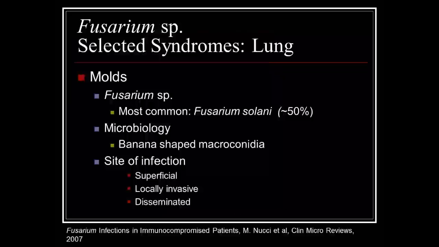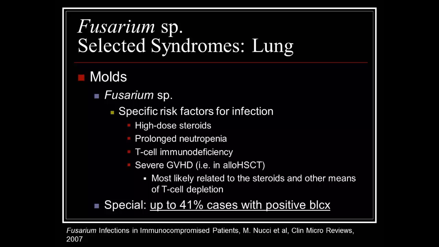In terms of Fusarium, most often seen is Fusarium solani because it tends to be more drug resistant. The key phrase to remember is banana-shaped macroconidia. It can create superficial, local infections. Your risk factors are steroids, neutropenia, T-cell depletion, and GVHD can cause it. This is your main one: if you're going to have a positive blood culture from mold, it can be your Fusarium.